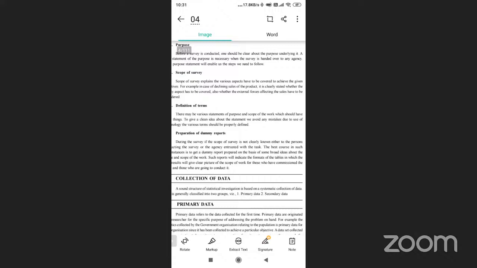Data is a collection of observations expressed in numerical figures, or raw data, or information, or facts. Now, collection of data may be done by two methods. So how is data collected? Number one is the complete enumeration method, or you can say the census method.